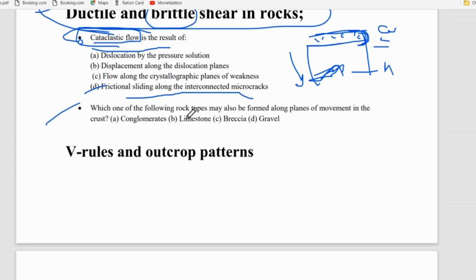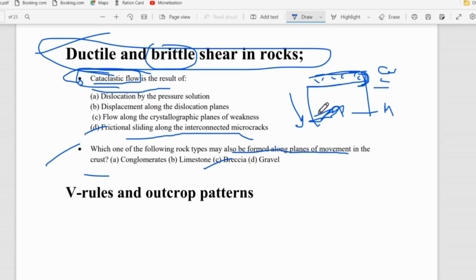Next is, which one of the following rock types may also be formed along the planes of movement in the crust? So it is breccia. Okay, so here in the shallow part, you will find fault breccia, fault gouge, cataclasites.